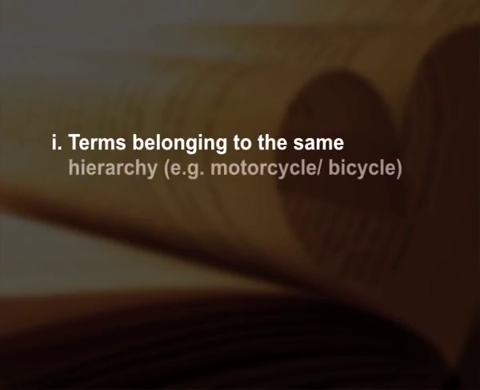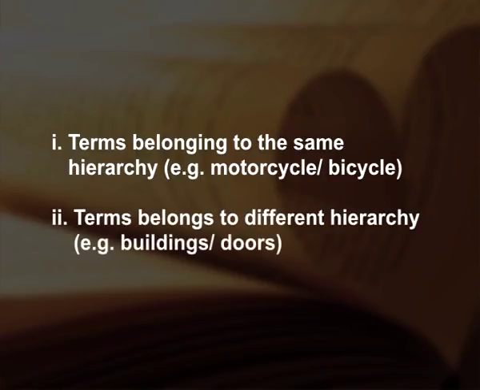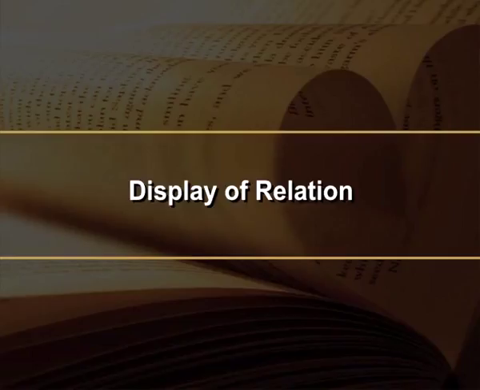There are two types of associative relationship. 1. The terms belonging to the same hierarchy. Example: motorcycle, bicycle. Second one is terms belonging to different hierarchy. Example: buildings and doors. Reciprocal entries. Reciprocal entries should appear for each term in a thesaurus whenever a relationship, whether hierarchical or non-hierarchical, is established between two terms.